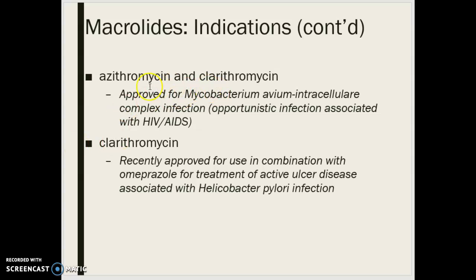The azithromycin and clarithromycin are also approved for Mycobacterium avium intracellulare. This is a complex infection. It's an opportunistic infection that's associated with HIV and AIDS. Clarithromycin was recently approved for use in combination with omeprazole for the treatment of active ulcer disease when we have an H. pylori, Helicobacter pylori infection.